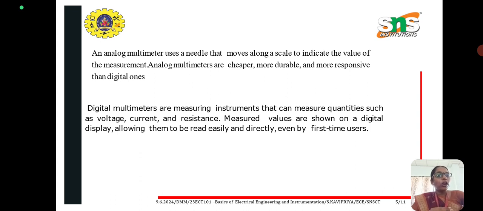So even though the analog multimeter is cheaper, durable and more responsive, it has a drawback: there is a chance for human errors. There is a chance for parallax errors, which is overcome in the digital multimeter, since we have a digital display. So even a first-time user can use this digital multimeter and measure the quantities.